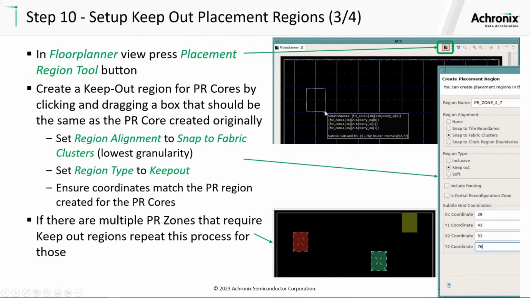So we're going to create that PR region again, like we did before, snapping to fabric clusters, giving it a unique name. But now we're going to select keep out for the region type, because we're not going to put any logic. These are keep out regions. And again, I have maybe multiple, because I want to make sure that when it routes the overall design around these partial reconfiguration regions, it doesn't try to put logic in these spots where we're going to be dynamically reconfiguring them with different functions, these PR zones. So we'll need to do all that, and if there are multiple PR zones, we'll do this multiple times.